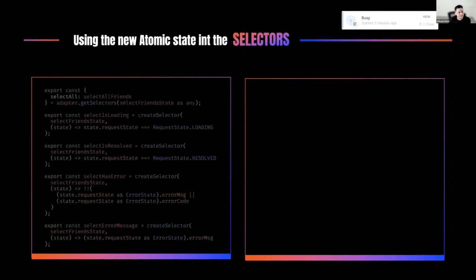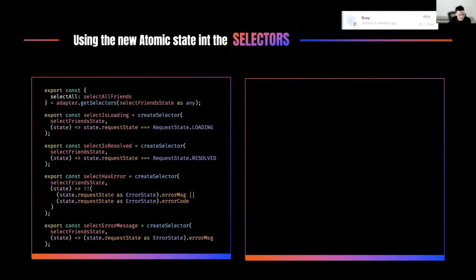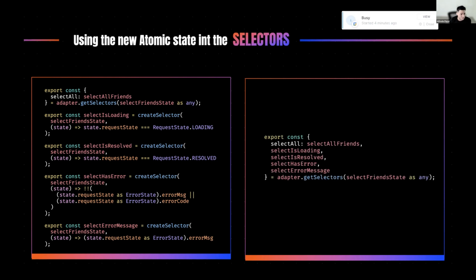For the selectors, whenever we use this atomic state, we would have had to create the selectors for all these request states, right? Like is it loading, is it resolved, does it have an error? We had to create these selectors in each entity. But now, thanks to the atomic state, and since we already created the selectors, we don't have to do anything other than defining which selectors we need from the adapter, because the adapter already has all these selectors.